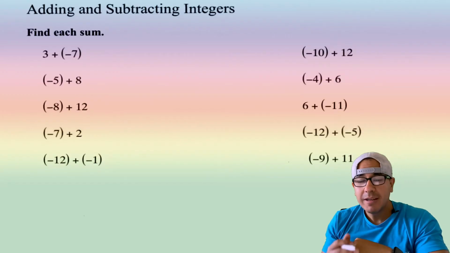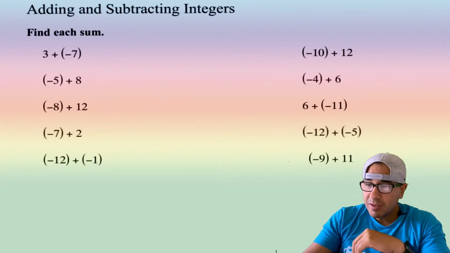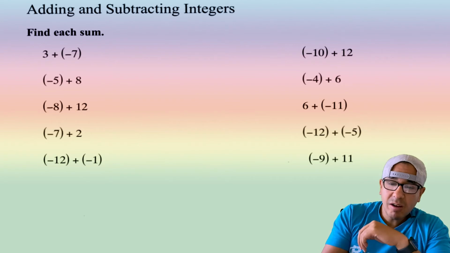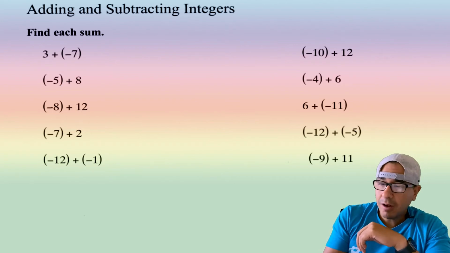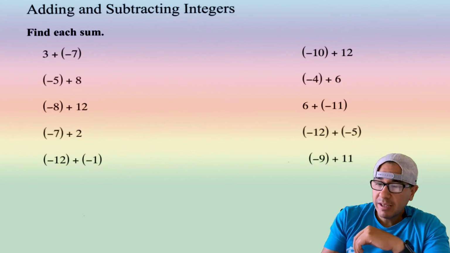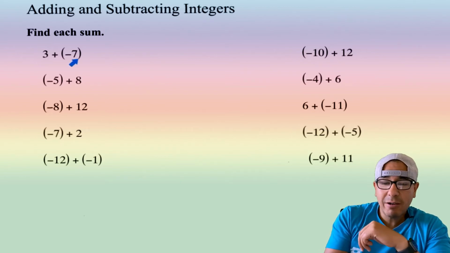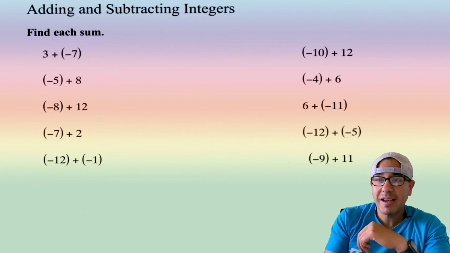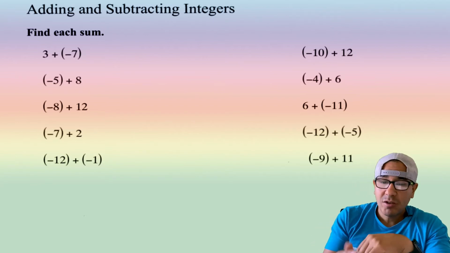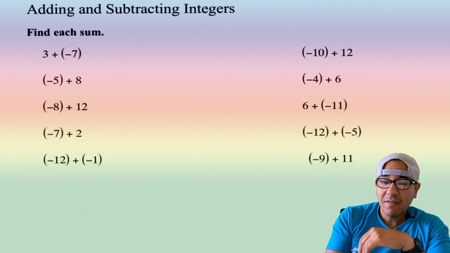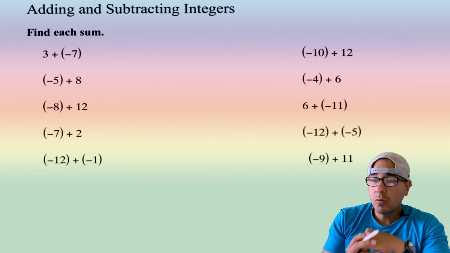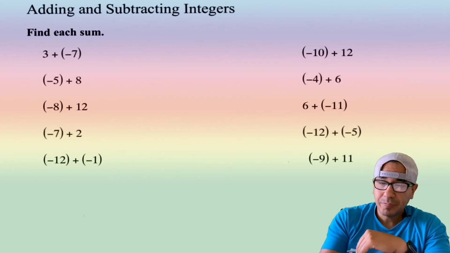So here we go. Let's do a bunch of examples. So notice, as you're going through this, all these are being added. So all these are addition, the ones that we're looking at right now. And what you want to see is these numbers that you're adding, do they have the same sign or do they have different signs? That's what you're looking at. So here, obviously, they have different signs. So the rule says we do this.